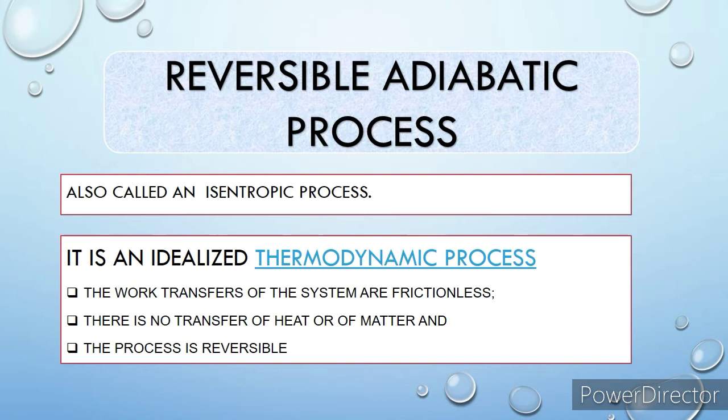So it can be turned back such that both the system and the surroundings return to their original states, with no other change anywhere else in the system. We know that in reality no such process as a reversible process can exist. That is why it is called an idealized thermodynamic process. But of course there are examples.